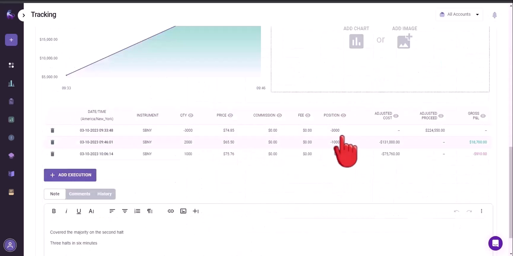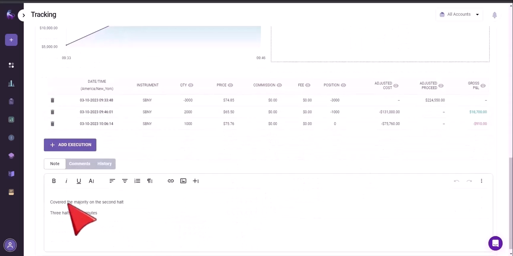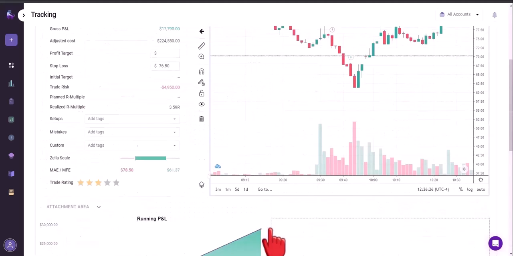SBNY, you can see where we entered the short. You can see where we get out of the majority of the short, and then you can see how I lose money on the other portion. And that's just how I trade. Everybody trades differently. Got a little spot for notes here. Covered the majority, second halt, 3 halts in 6 minutes, just making notes for myself to review.